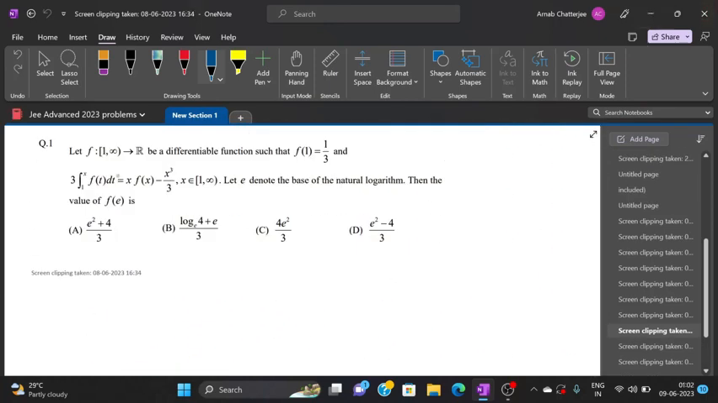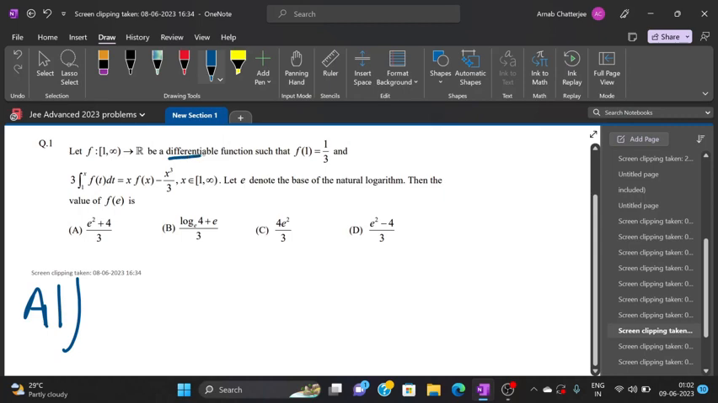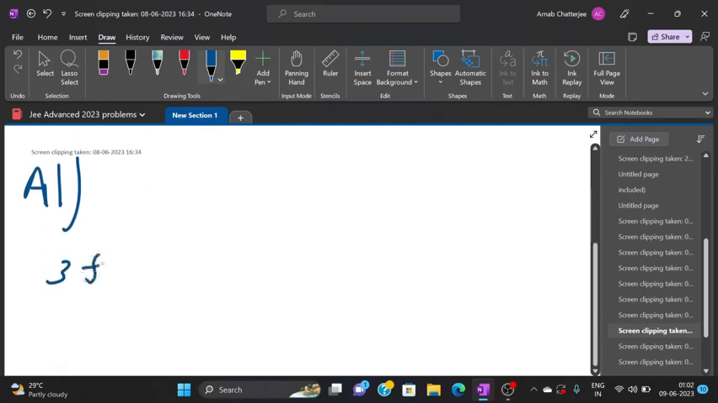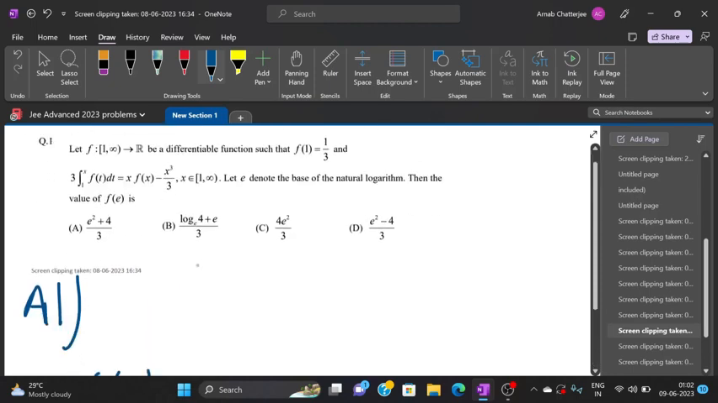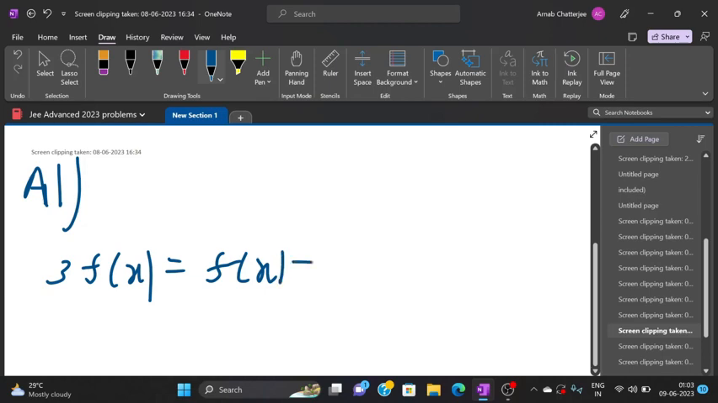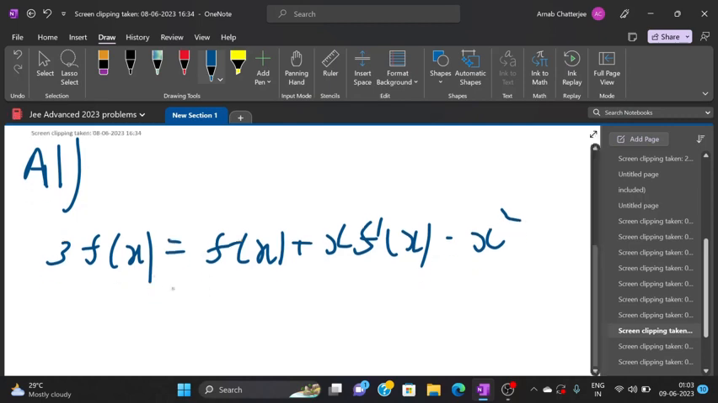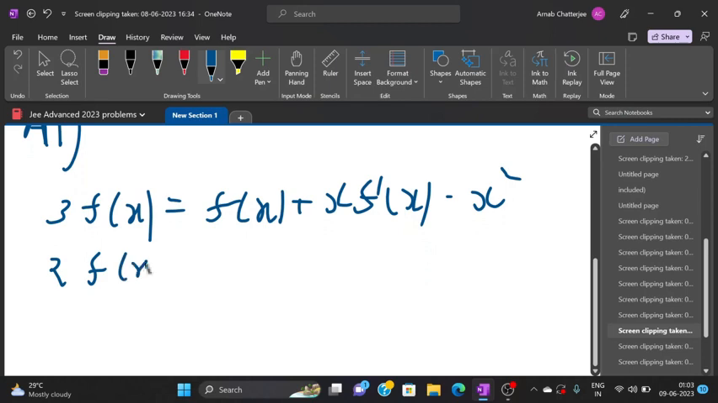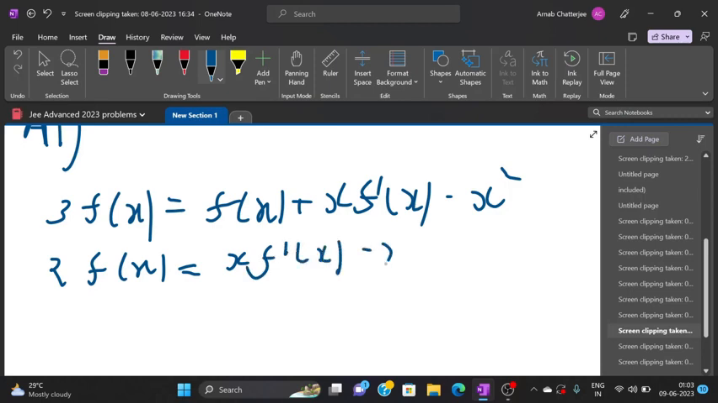So let's do this one first. This one is again from the differential equation only. But the first step is applying Leibniz here. So we will apply Leibniz, differentiate on both sides, and we can differentiate because it is given that f is a differentiable function. So differentiate on both the sides, we have 3fx, and this is equal to fx plus h f dash x minus h square. So we have 2 times fx equal to h f dash h minus h square. And this again reduces to a linear differential equation.